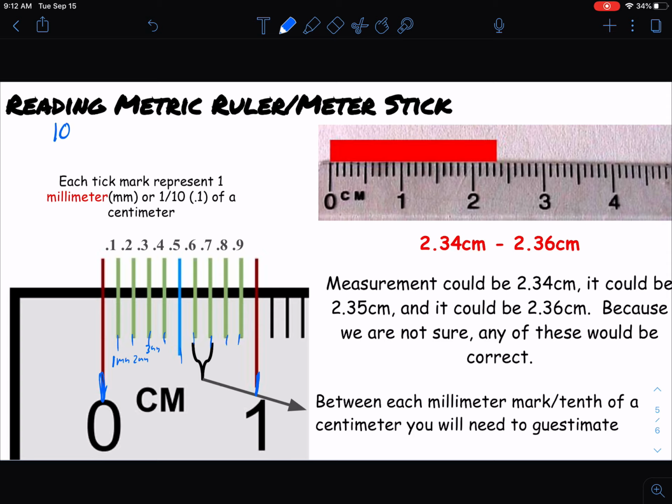Every meter stick has 100 centimeters equals 1 meter. And there's actually also 1,000 millimeters in 1 meter. The hardest part that I see with 8th graders is reading this meter stick. And let's look at an example of what I'm talking about.